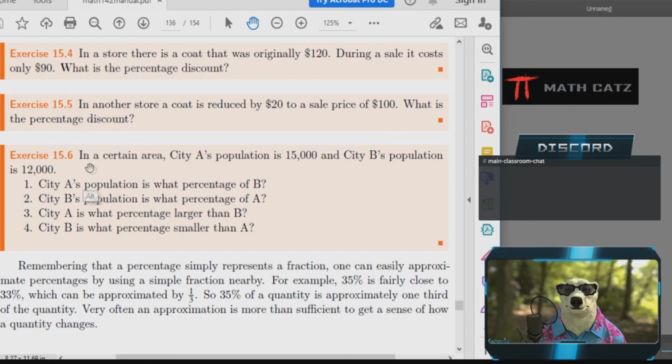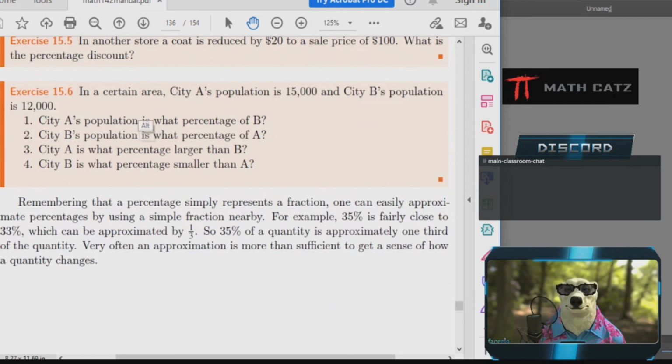Let's see here, 15.6. In a certain area, City A's population is 15,000 and City B's population is 12,000. Now calculate some things. City A's population is what percentage of B? A is what percentage of B?